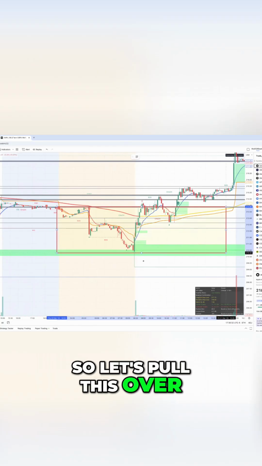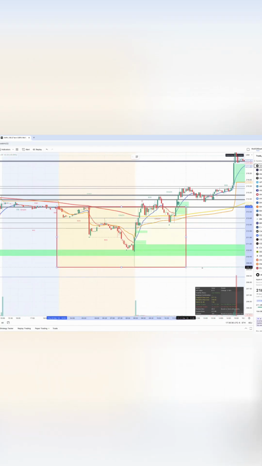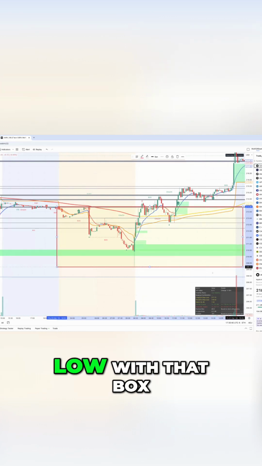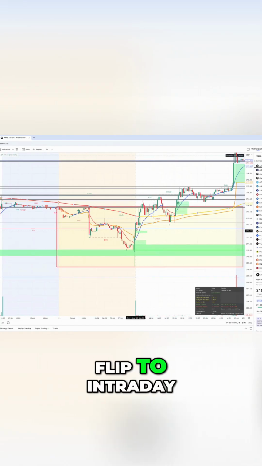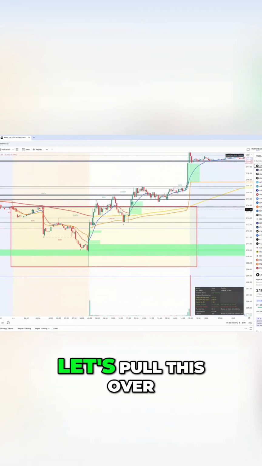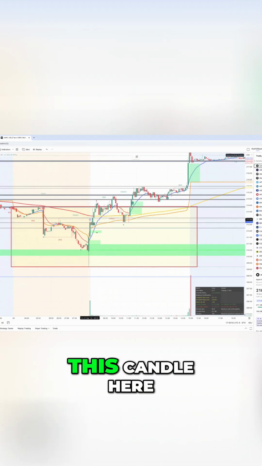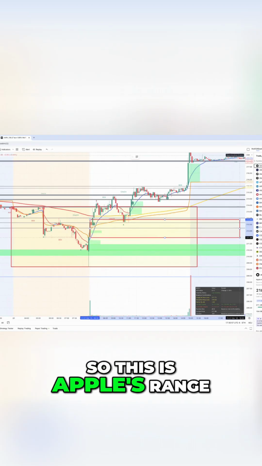So let's pull this over, and this is our low down here. We're going to pull this over and capture our pre-market high and low with that box. And then when we flip to intraday, this is our intraday candle there. So let's pull this over and grab another box. And so we get this candle here, pull it over. So this is Apple's range.